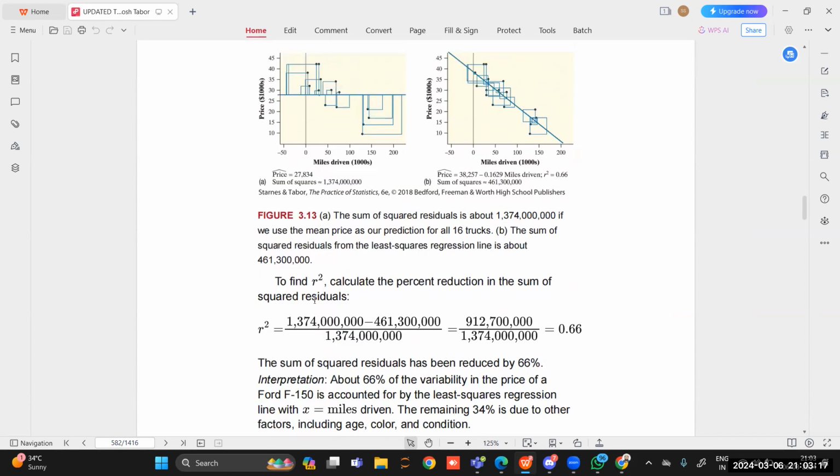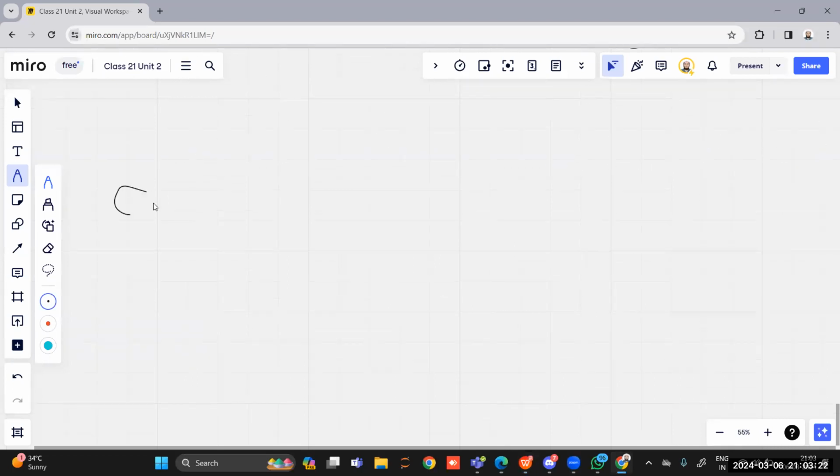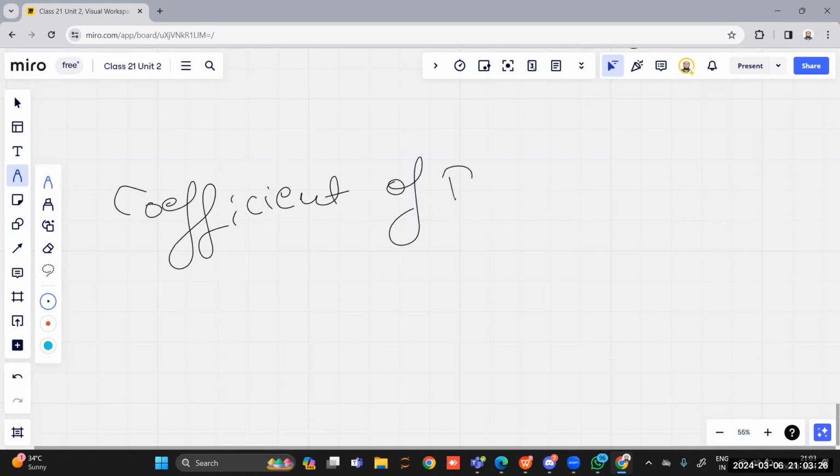Then r squared also measures between 0 and 1. R squared is generally the coefficient of determination, the coefficient of determination.